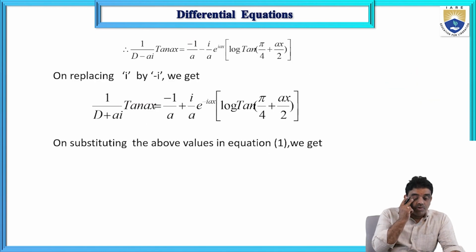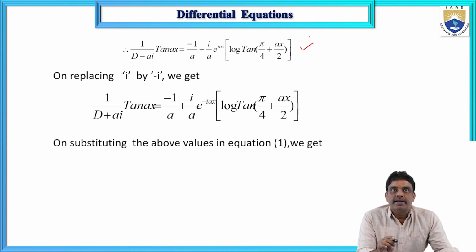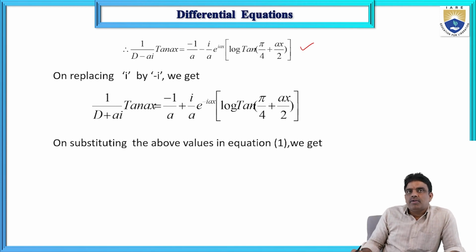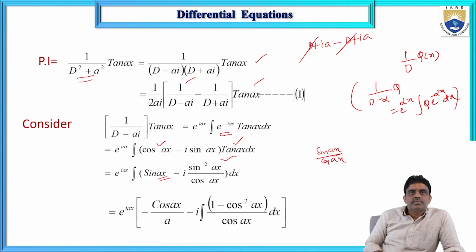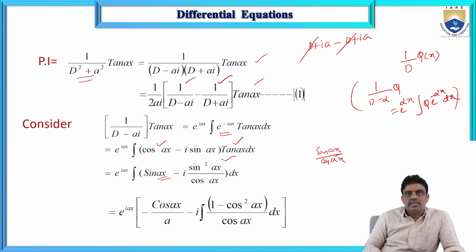So this is therefore 1 by (D minus ia) of tan ax, which is minus 1 by a minus i by a, e power iax into log tan(pi by 4 plus ax by 2). So we have calculated 1 by (D minus ia) of tan ax. Similarly, we have to find 1 by (D plus ia) of tan ax also. If these two are calculated, then we can substitute in equation 1.